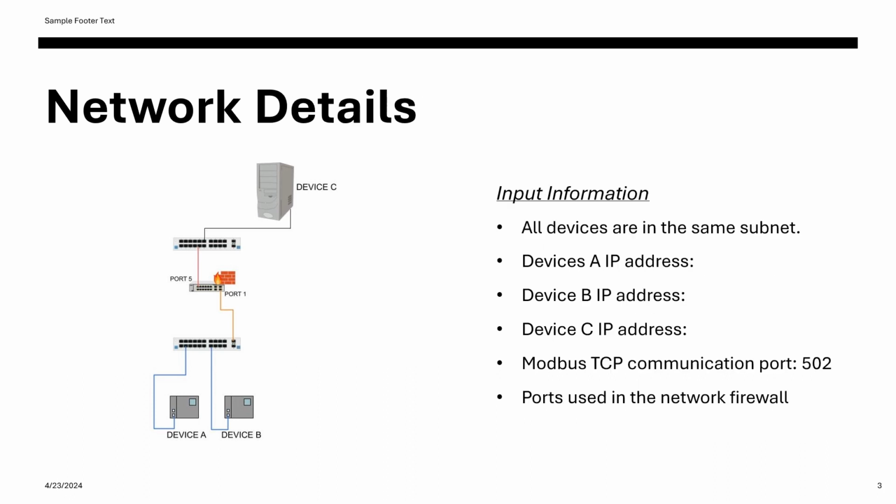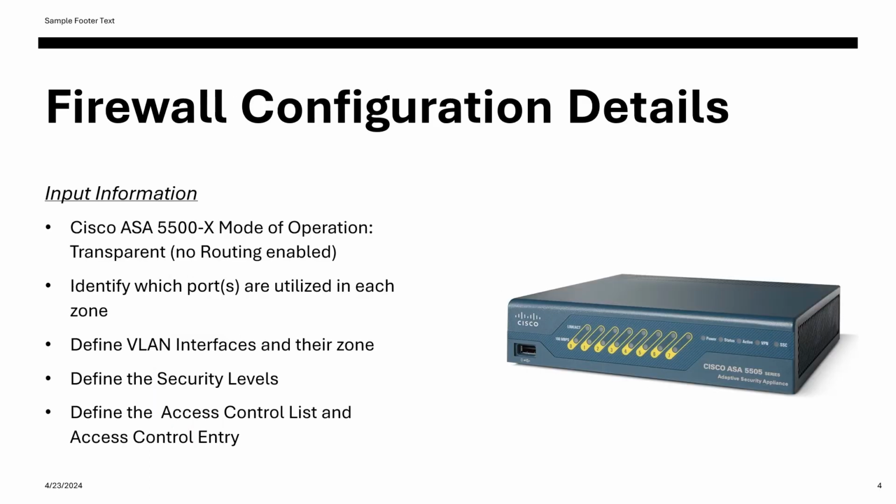In addition to understanding the network topology, it is important to gather input information about the devices, the physical network, the communication port utilized by the devices using Modbus TCP, as well as the subnet that each one of these devices resides in, because depending on these details, the configuration of the firewall may vary. It is also important to make a list of all the settings that we're going to have to configure in a Cisco firewall before we can put our hands on it.